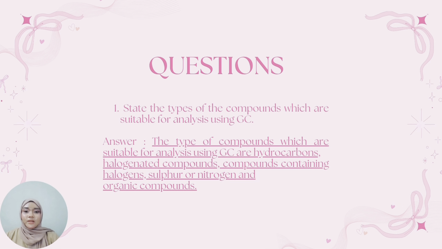For questions, first, state the types of compounds which are suitable for analysis using gas chromatography. The answer is that the types of compounds suitable for analysis using gas chromatography are hydrocarbons, halogenated compounds, compounds containing halogens, sulfur or nitrogen, and organic compounds.